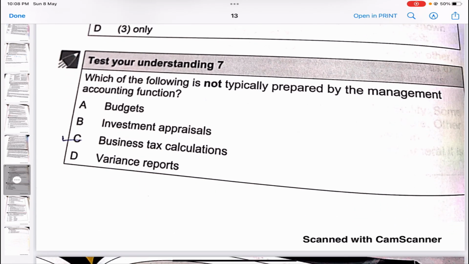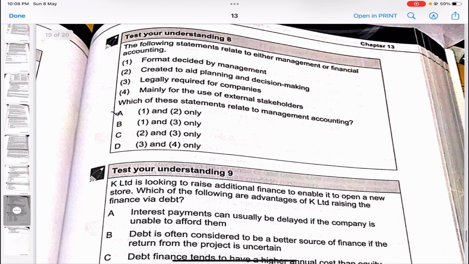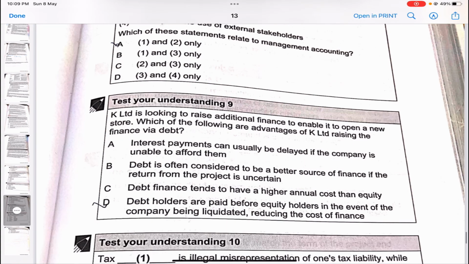Which of the following is not typically prepared by management accounting? Budgets, investment appraisal, variance reports, business tax calculation. Business tax calculation is done by the Treasury. The following statements relate to either management or financial accounting. Format decided by management. Which of the following relate to management accounting? So, if the management decides the format, it is management accounting. Created to aid planning and decision making, that is also management accounting. Legally required, that is financial accounting. Mainly for the use of external stakeholders, that is also financial.